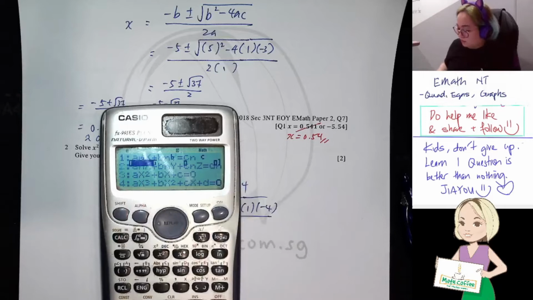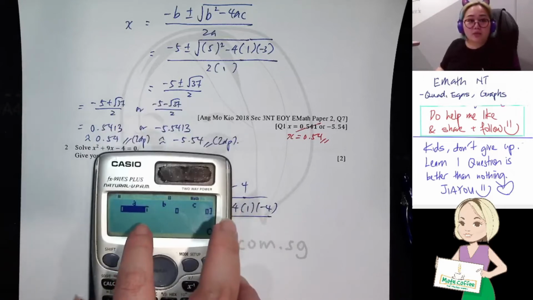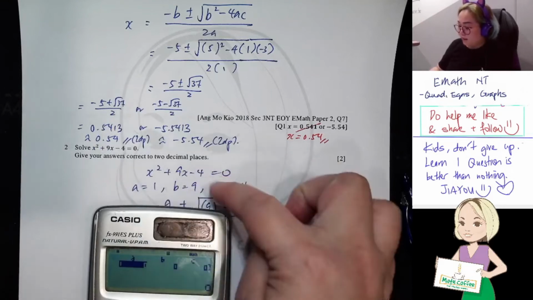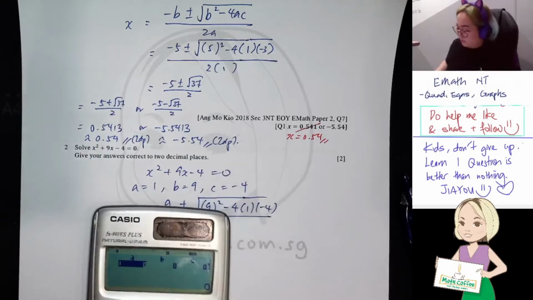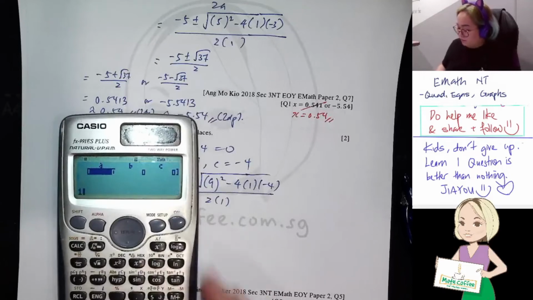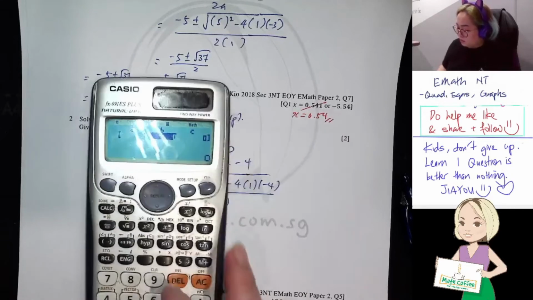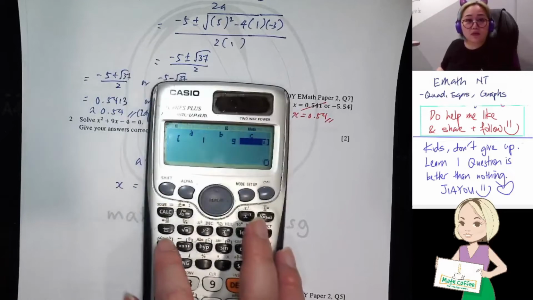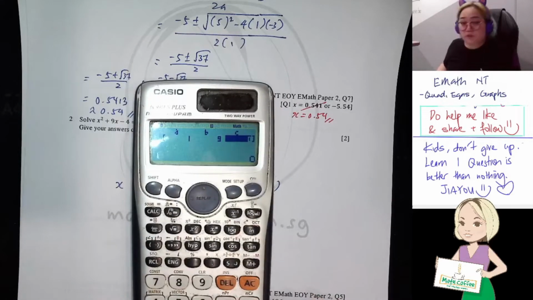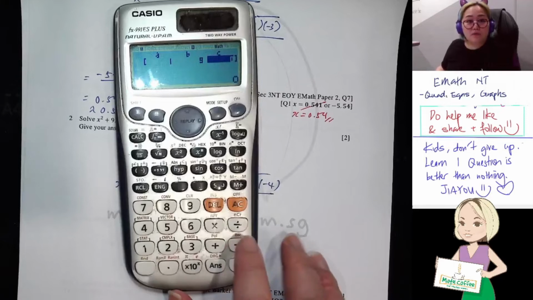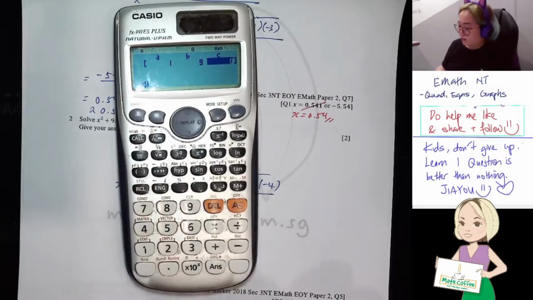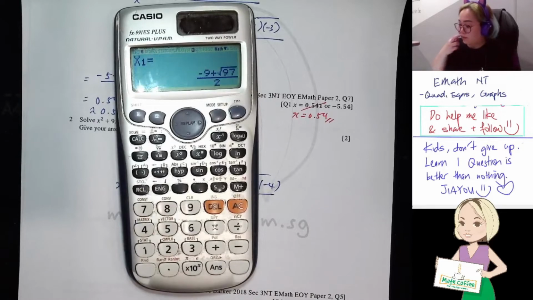So choose number 3. It will ask you to key in the A, B, C. Over here, we already know my A is 1, my B is 9, my C is -4. So we will key in 1, press equal, press 9, equal, and -4. Take note, when you key in -4, you don't use the subtract key, use the negative key. Key in -4, press equal, and press equal one more time.